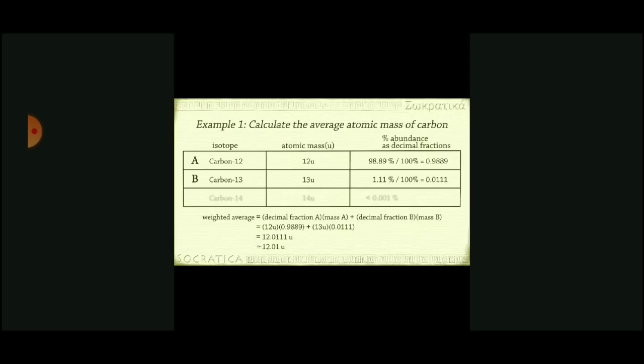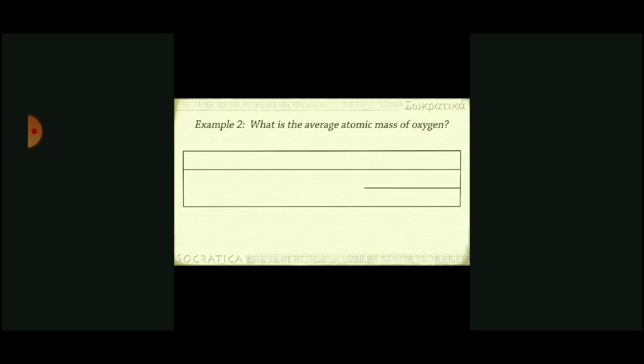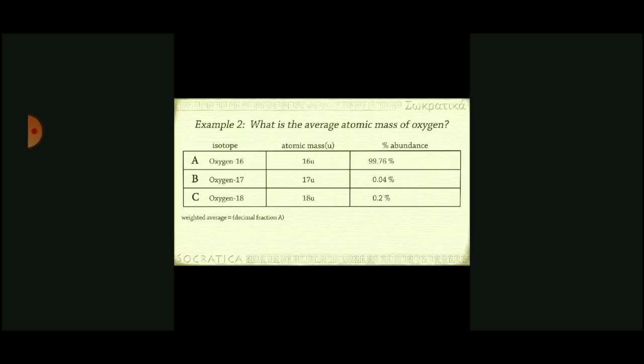This is a very important example, a book back problem. Let us see one more example. What is the average atomic mass of oxygen? It is given in a tabular column. You have three isotopes of oxygen: oxygen 16, oxygen 17, oxygen 18. Their atomic masses are given as 16 U, 17 U, 18 U. Percentage abundance is 99.76 percent, 0.04 percent, 0.2 percent. Weighted average is equal to decimal fraction A into mass A, decimal fraction B into mass B, decimal fraction C into mass C.